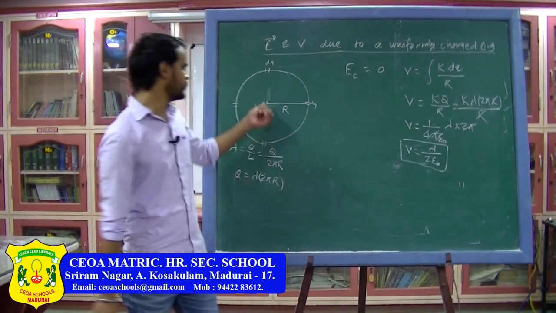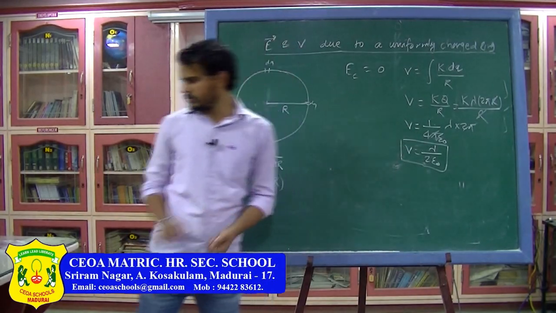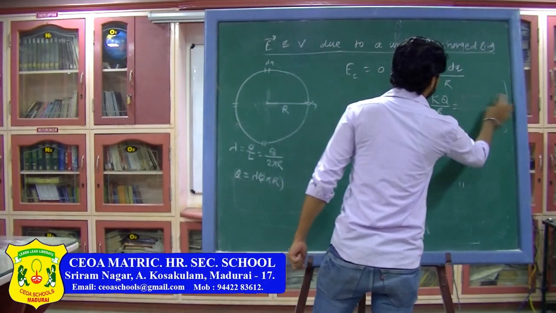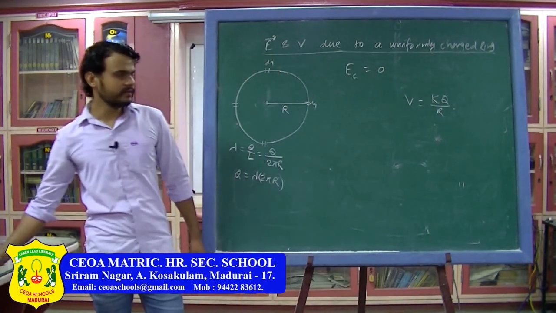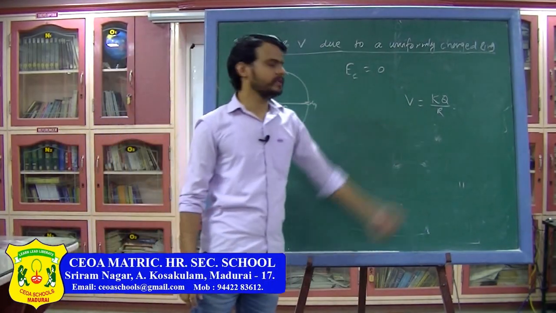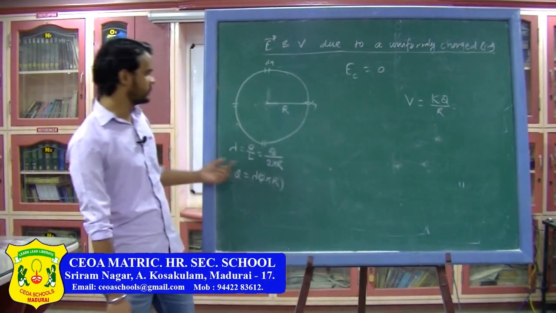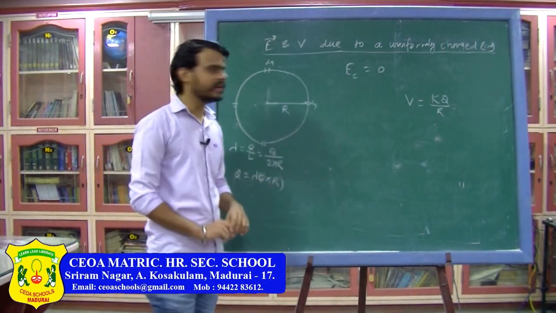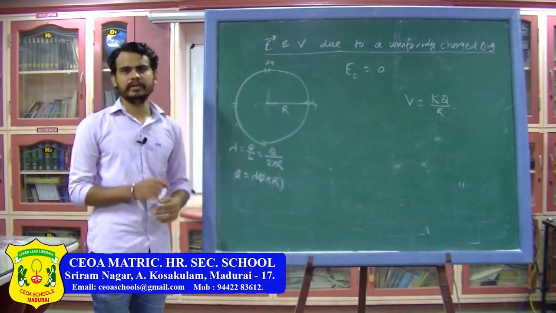So at the center of the ring the electric field is 0 and the electric potential is lambda by 2 epsilon naught, but you don't need to remember this. You can remember that the potential at the center of the ring will be kq by r. So the electric field at the center is 0, the electric potential is kq by r, where q is the total charge on the ring. If charge is given, then the electric potential can be written directly as kq by r, and if lambda is given, then you can use this formula to find the electric potential at the center.